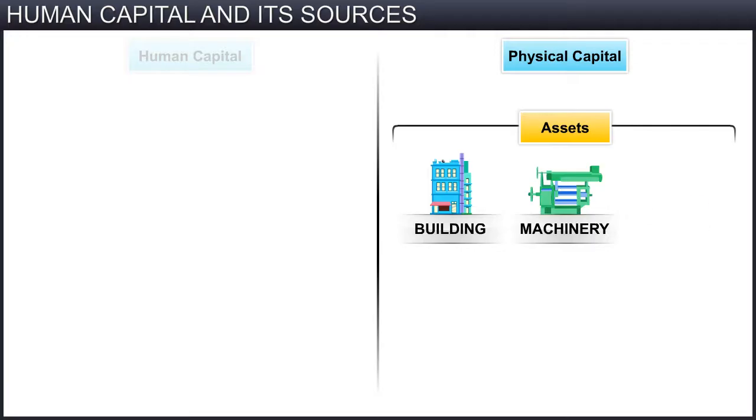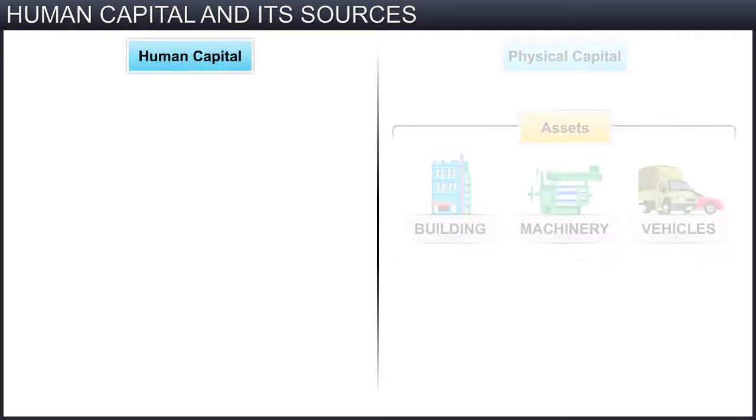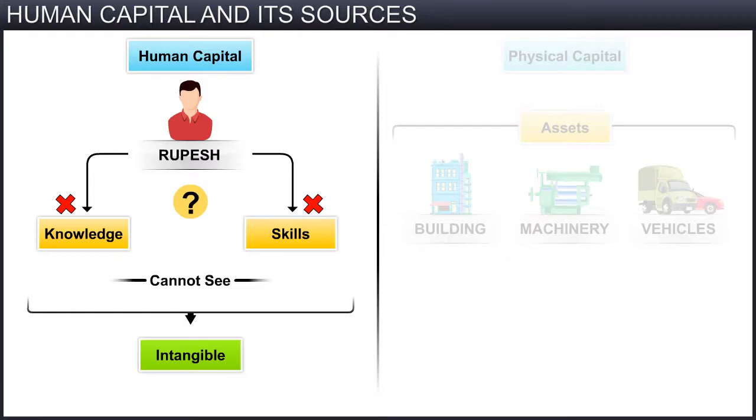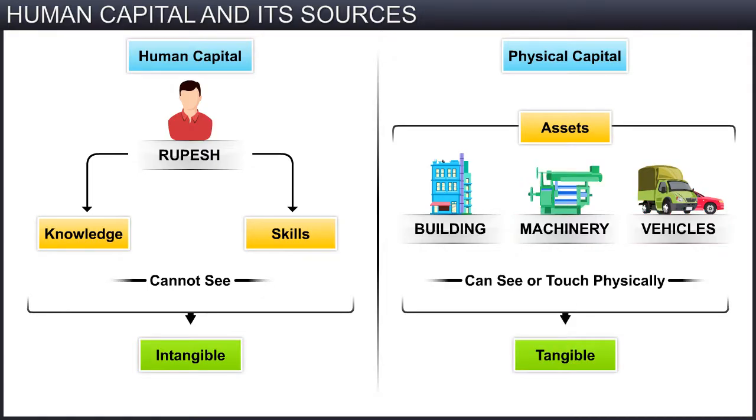Physical capital is generally classified under assets, such as a building, machinery, or vehicles employed in the production process. Now, we can see Rupesh as an individual, but can we see his knowledge and skills? Of course not, as these things are intangible in nature. This is what differentiates human capital from physical capital, as things like buildings, machinery, and vehicles are tangible in nature. That is, you can physically see or touch them.